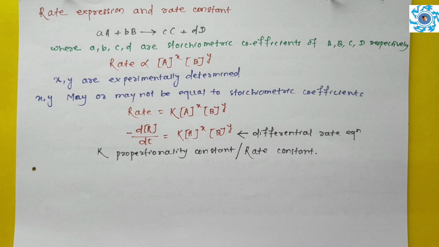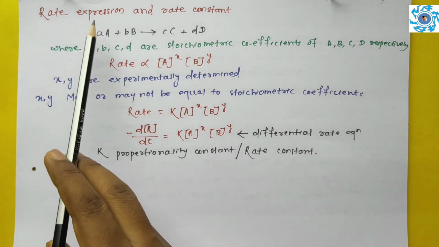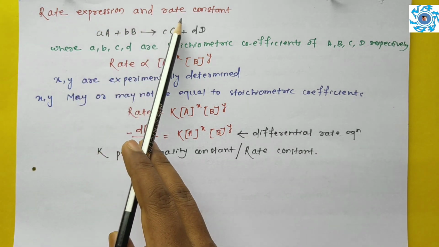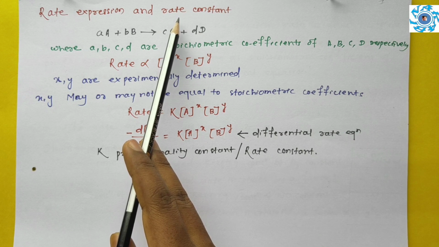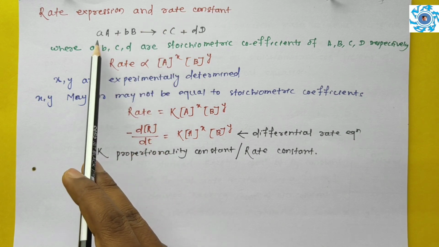Hello students, this is Chemical Kinetics Part 2 and here we will discuss rate expression and rate constant along with the characteristics of rate constants. Okay, so let's take a chemical equation.